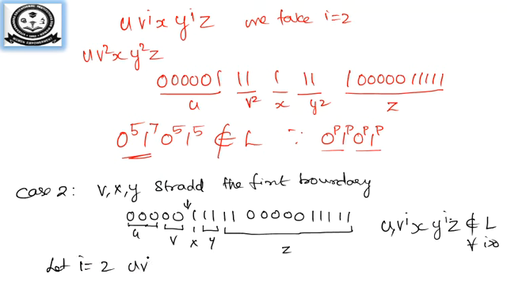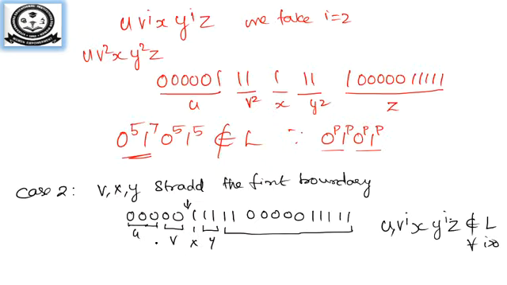So u v square x y square z. So what is u? Triple zero. And what is v? Double zero. So you'll have double zero and double zero. Okay, let me write it in the next slide.